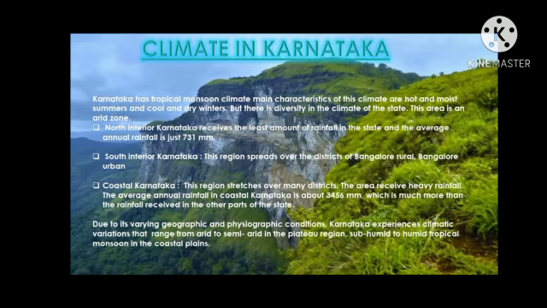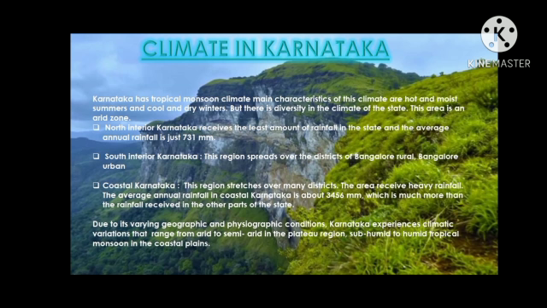Now we are coming to climate in Karnataka. Karnataka has a tropical monsoon climate. Main characteristics of this climate are hot and moist summers and cool and dry winters. But there is diversity in the climate of the state. North interior Karnataka is an arid zone. It receives the least amount of rainfall in the state, and average annual rainfall is just 731 mm.